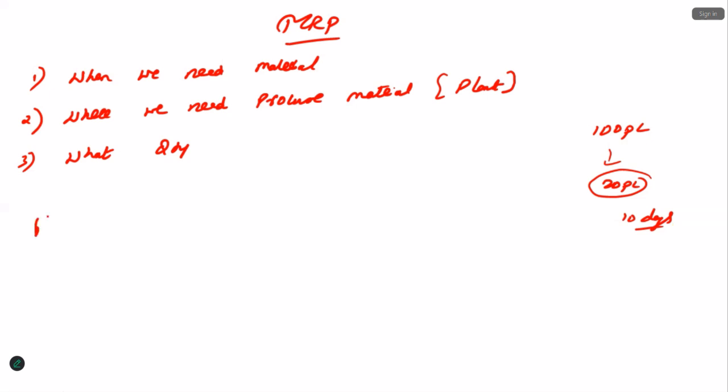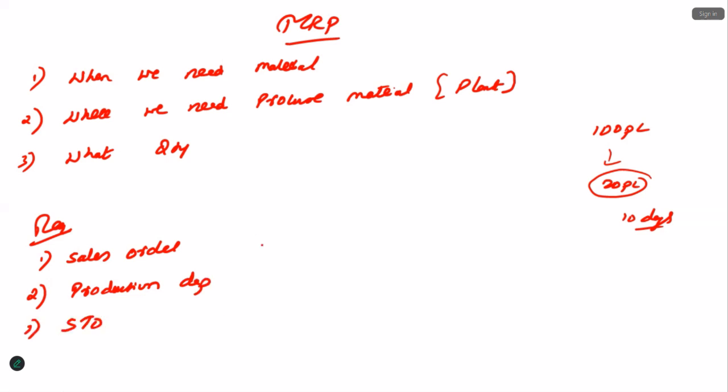So the requirements can come from sales order. The customer might order the material. The production department might require the order. Some other plant will place an STO saying that I need this material. Then you will have the reservations. They'll place a reservation saying that I want to reserve the stock for this project. You might get a plant maintenance order, a service order. There's nothing but service order.